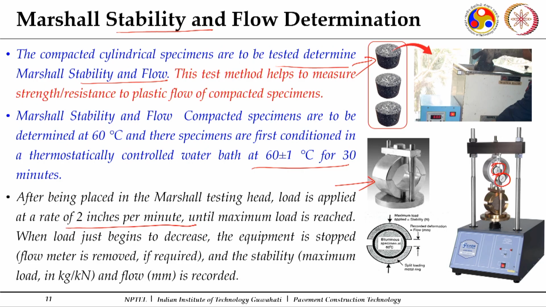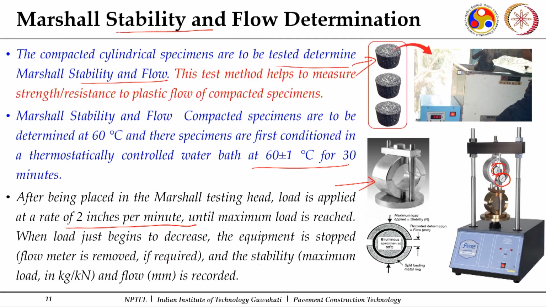The maximum load is reached, and then the load starts decreasing. So, we are going to note down the maximum load which is taken by the specimen, and the corresponding flow or deformation which has taken place in the specimen. So, the stability is the maximum load, and the corresponding amount of deformation is the flow. These two are to be recorded from this particular test.